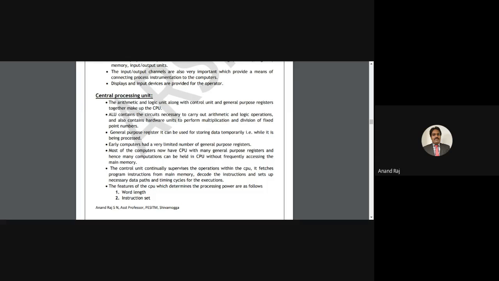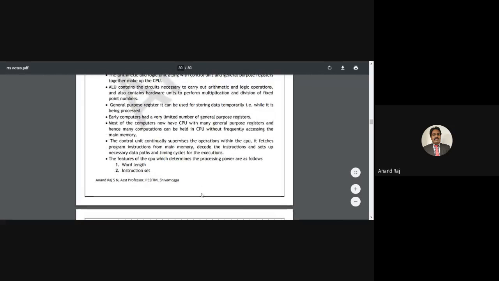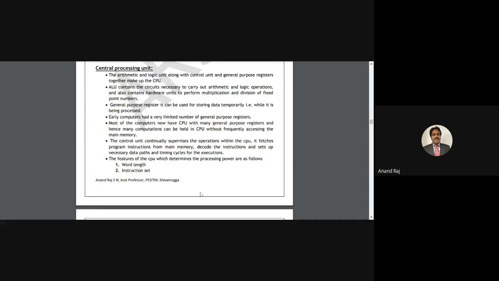The features of the CPU which determine the processing power are as follows. First one is the word length. Second one is the instruction set. So what about the word length? Word length depends upon the processor word size. If it is a 64-bit system, then the word length is 64 bits. If it is a 32-bit system, the word length is 32 bits. Likewise, it is machine specific. Some machines work with 32-bit arithmetic, and some work with 64 bits.